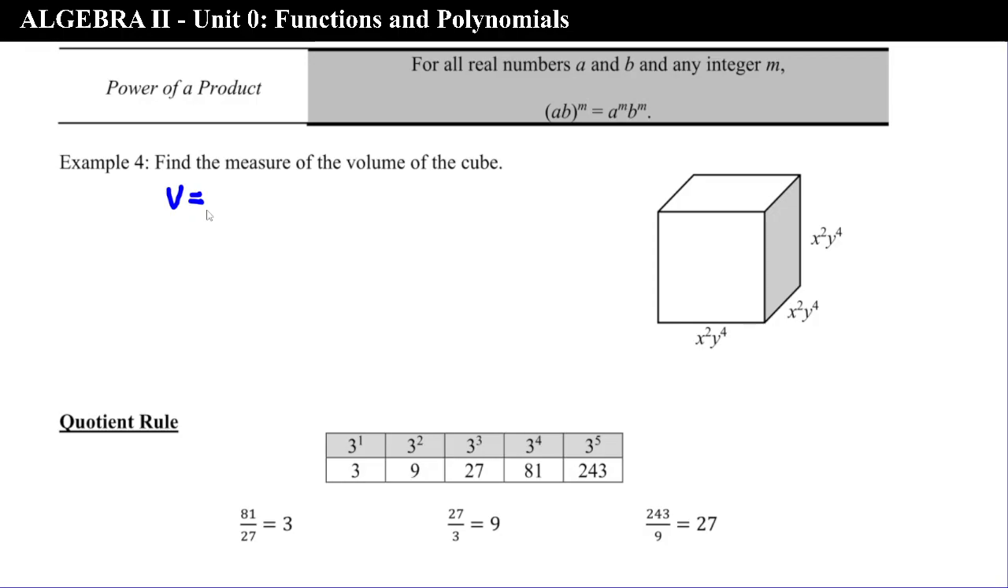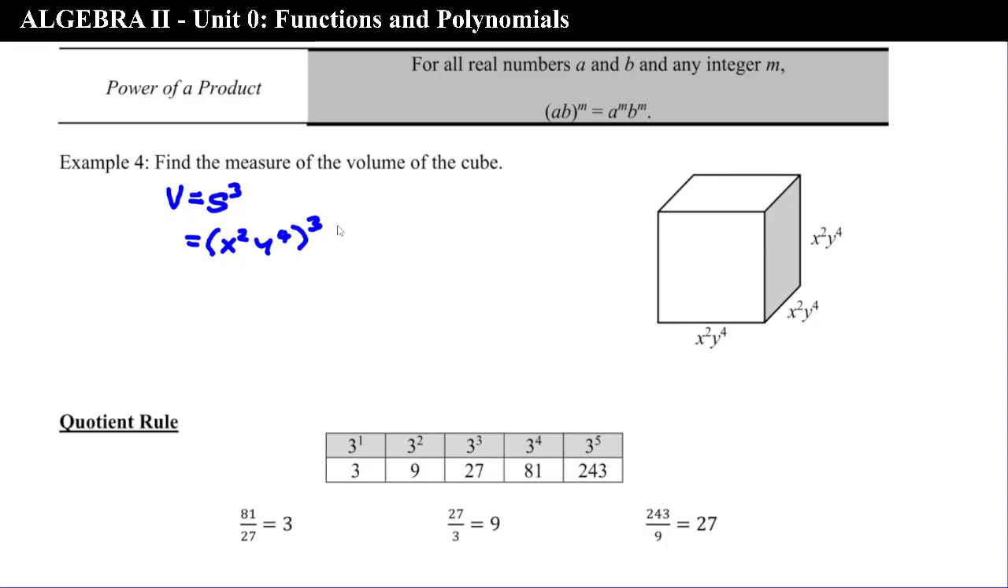And that's because the length, width, and height of a cube are all equal. So since they're all equal, we could just do side times side times side, which would be side cubed. Okay? So, since we know the length of one of the sides, let's plug that in for our side. We've got x squared, y to the 4th, and all of that's going to be cubed.